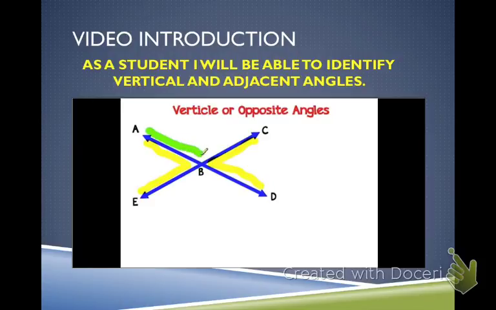There's another set of vertical or opposite angles in this picture, highlighted in green. Again, they are across from each other or opposite each other. So angle ABC is opposite angle EBD.